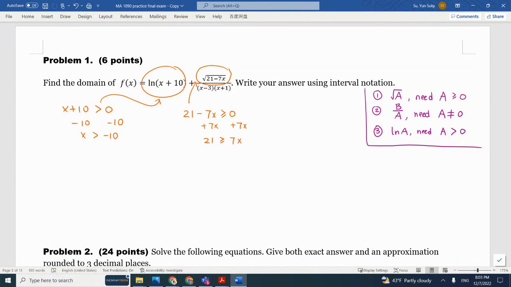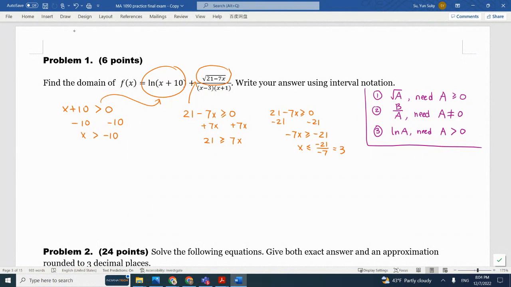Some of you might ask, can we subtract 21? Yeah, you can subtract 21 on both sides. But then the next step, if you subtract 21, you get negative 7x greater or equal to negative 21. So when you solve for x, you divide it by a negative number. Well, then don't forget to flip the inequality. So you get negative 21 over negative 7, which is negative cancel, 21 over 7 is 3.